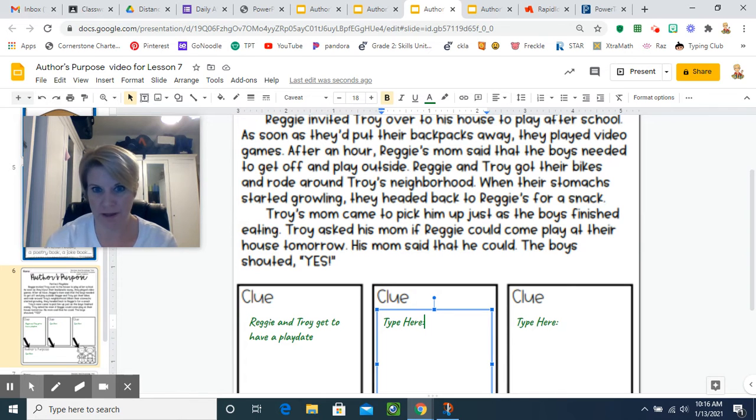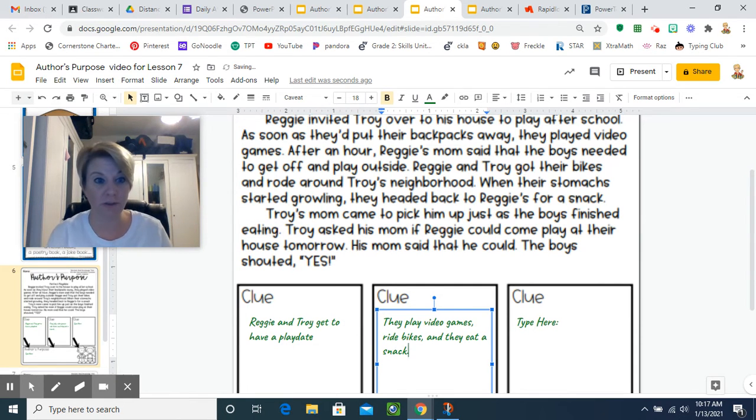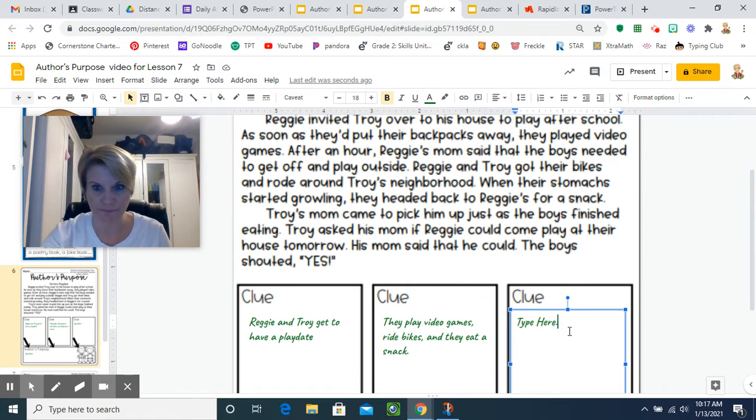What do they do while they're having that play date? Well, they play some video games, they ride bikes, they eat a snack. So that's a clue. That's some fun things they get to do. They play video games, they ride bikes, and they eat a snack. Is that something that you usually do when you have a play date? Sounds like stuff I used to do when I had play dates.